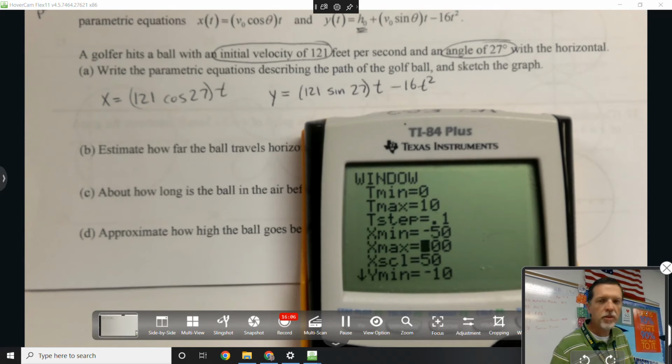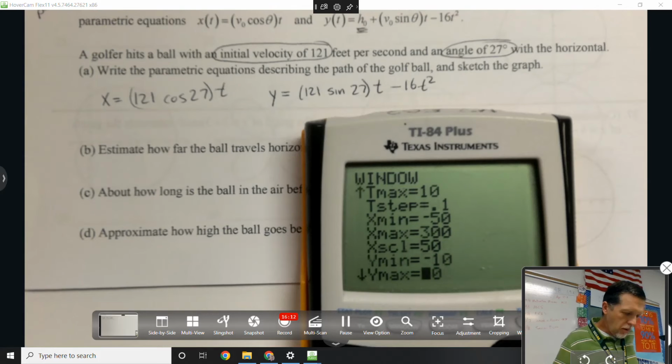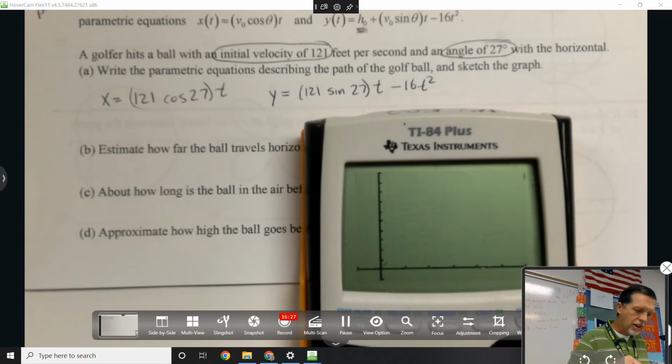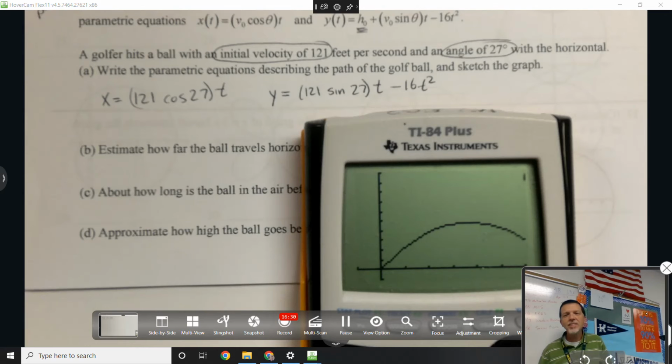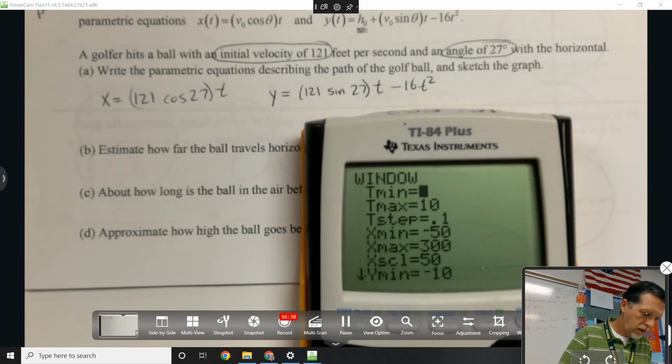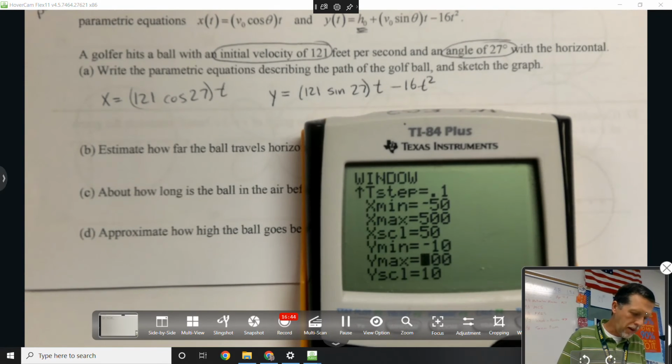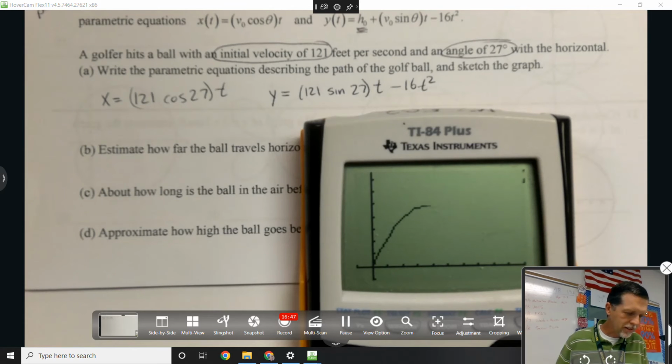X scale could be 0, but sometimes you want to back up so you can see the axis clearly. Y min, I'll leave it at negative 10, even though I know it doesn't go down that far, just so I can see the axis. Y max probably needs to be more than 10. Does this ball get 100 feet in the air? I don't know. Again, it's a guess. That's not a bad guess. So I need my X to be bigger to see everything, and I could do it with a smaller Y. So let's go 500, and for Y max maybe I can get by with 75. Let's see how that looks.